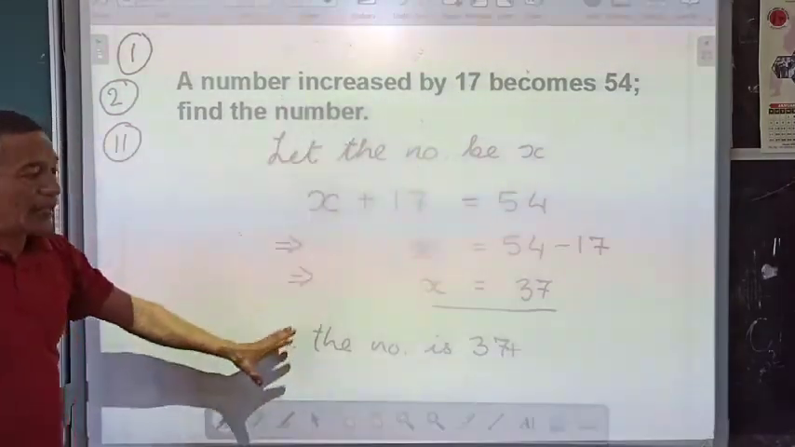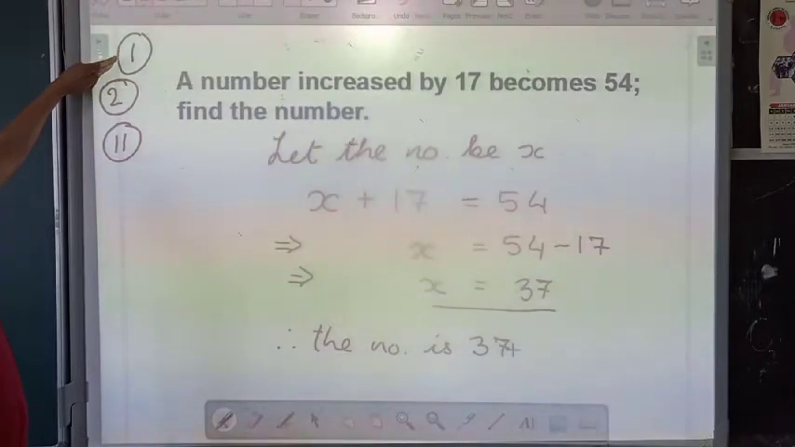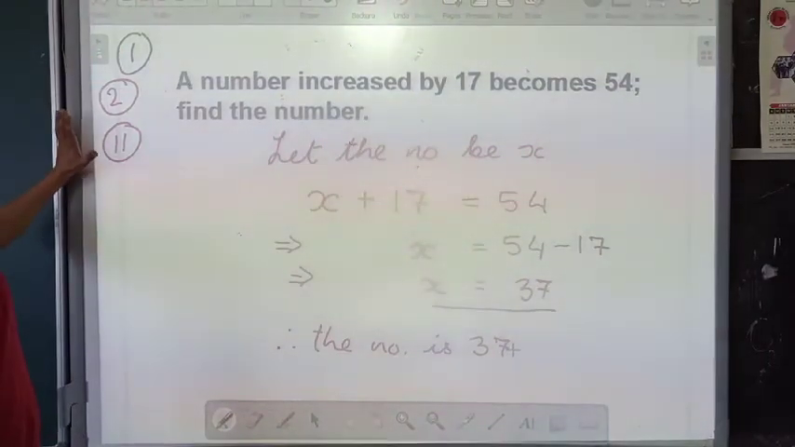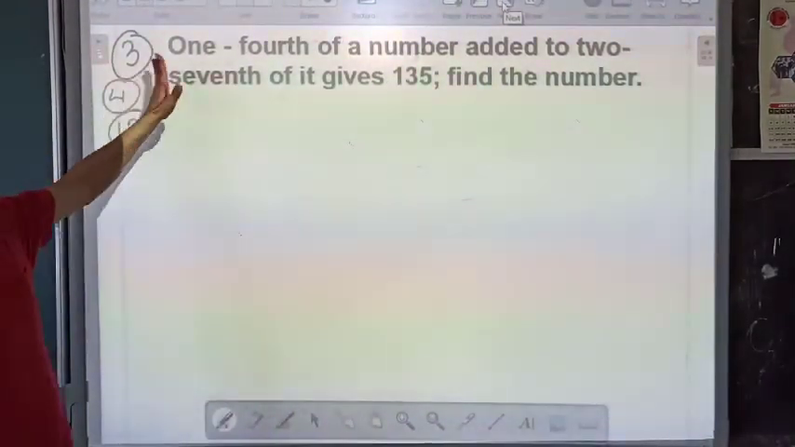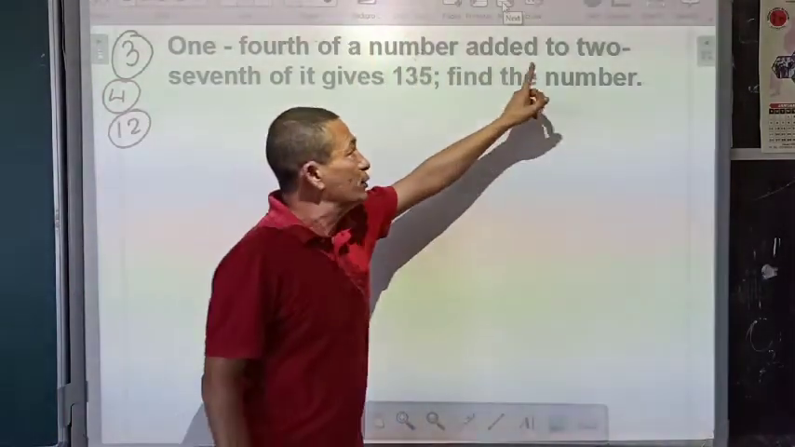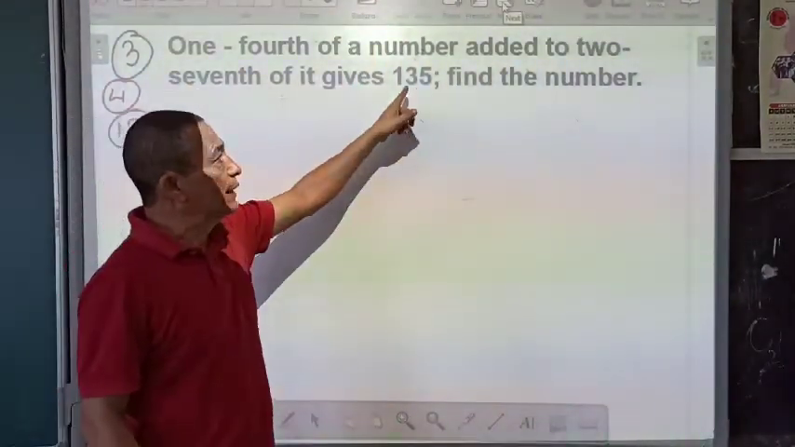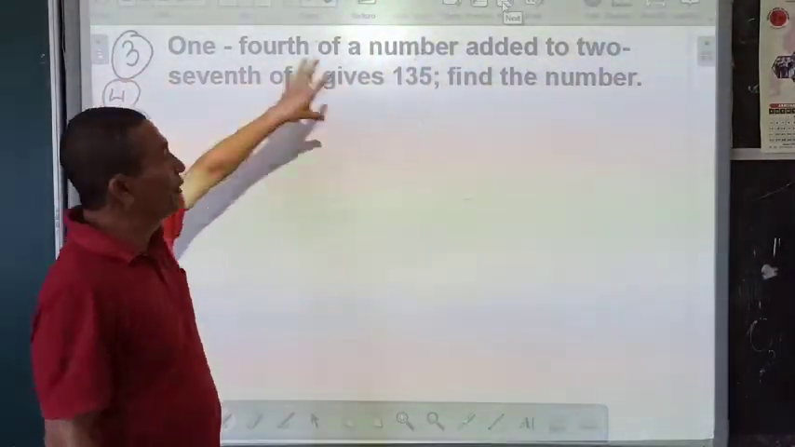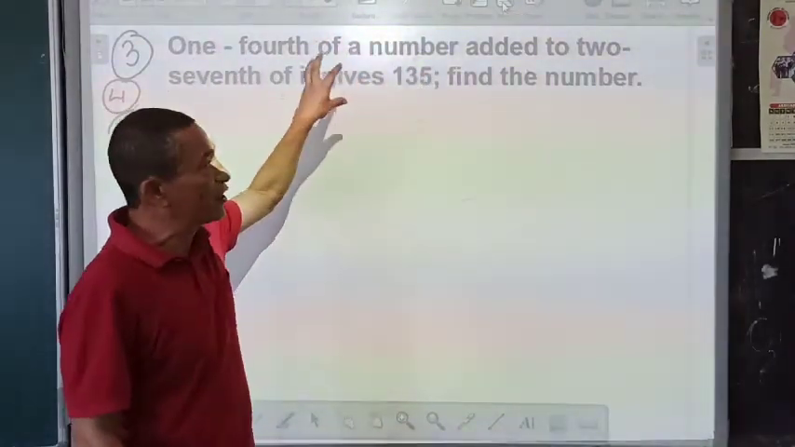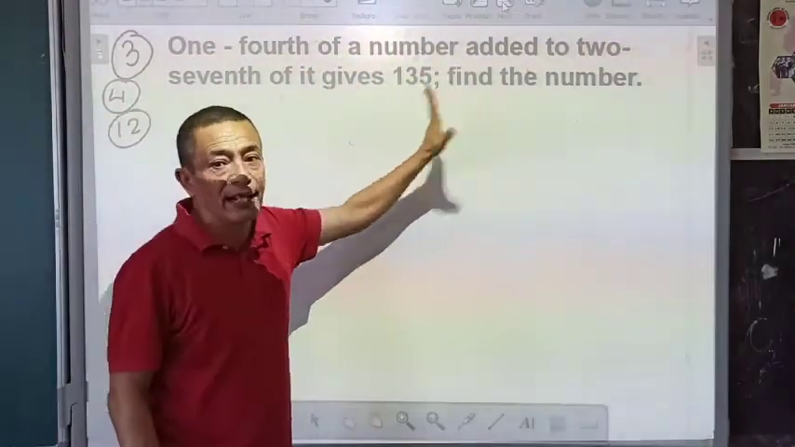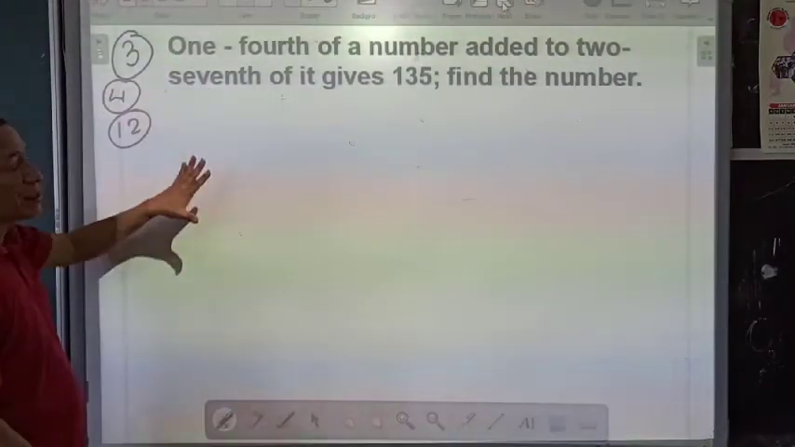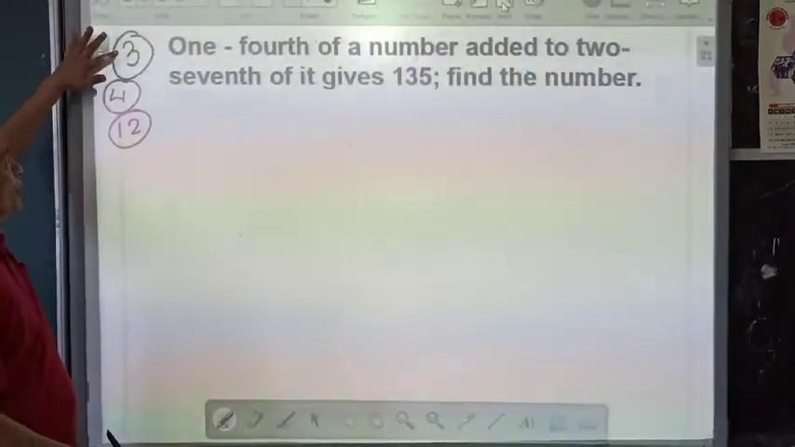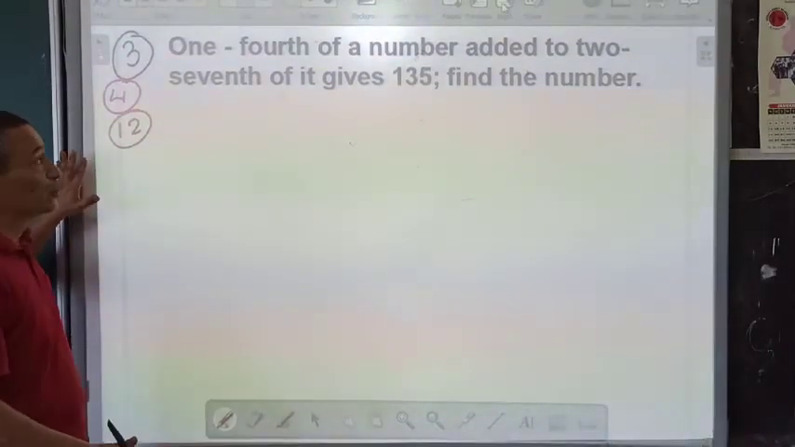Now, these are the type of sums that are there in question number 1, question number 2, and question number 11. Moving on to the next type. 1/4 of a number added to 2/7 of it gives 135. In other words, we are adding two fractions in order to give us 135. Find the number. The questions which are of similar types are question number 3, 4 and 12.